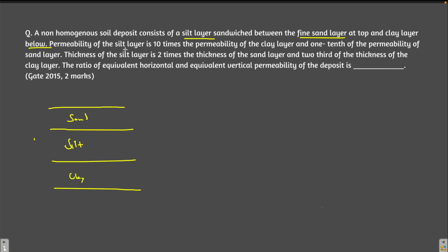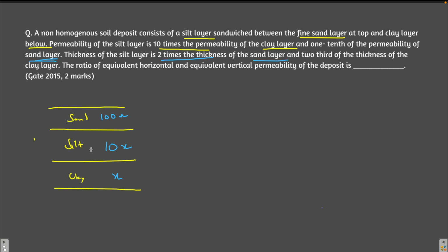The permeability of the silt layer is 10 times the permeability of the clay layer. So if the permeability of the clay layer is x, then the silt layer will be 10x. And it is 1/10 the permeability of the sand layer. So let the permeability of the sand layer be 100x, and the silt layer is 1/10 of that. The thickness of the silt layer is 2 times the thickness of the sand layer.